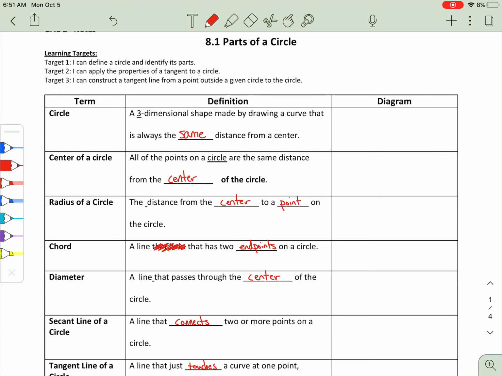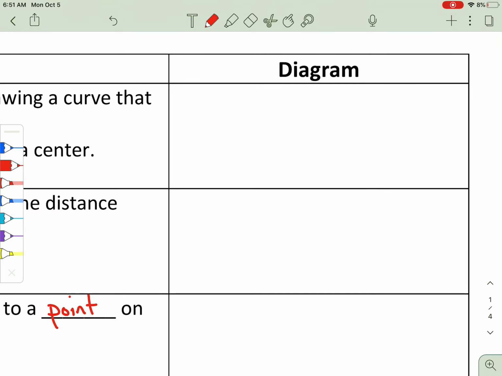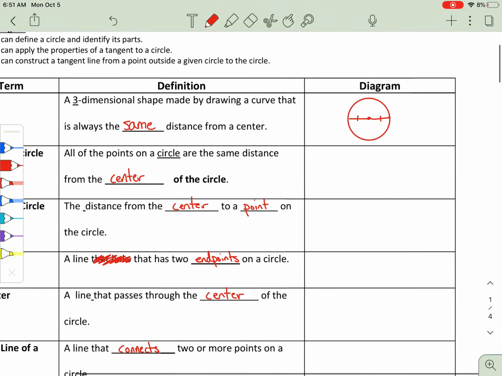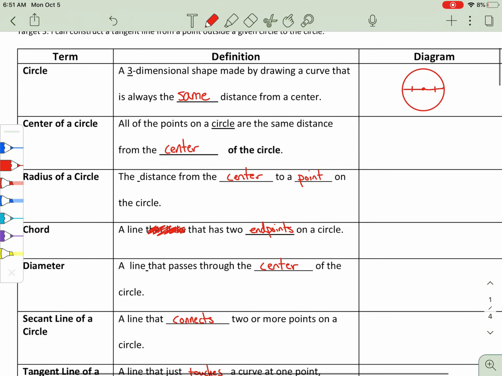All right, so first term that we need to know, what is a circle? A circle is a three-dimensional shape made by drawing a curve that is always the same distance from the center. So what does that mean? Well, if I draw a circle, that's exactly what it is, and then I could put a dot directly in the center, and this distance has to be congruent to this distance, right? Where is the center of the circle? Well, all the points on the circle are the same distance from the center of the circle.